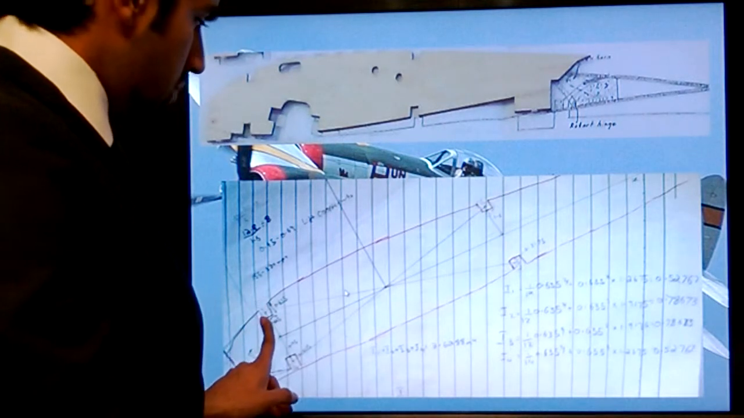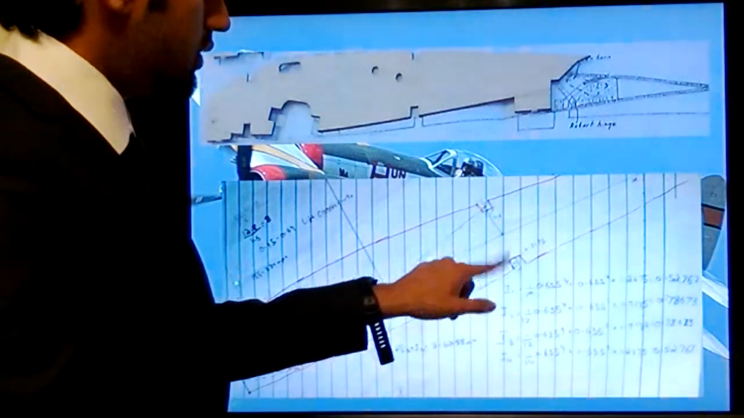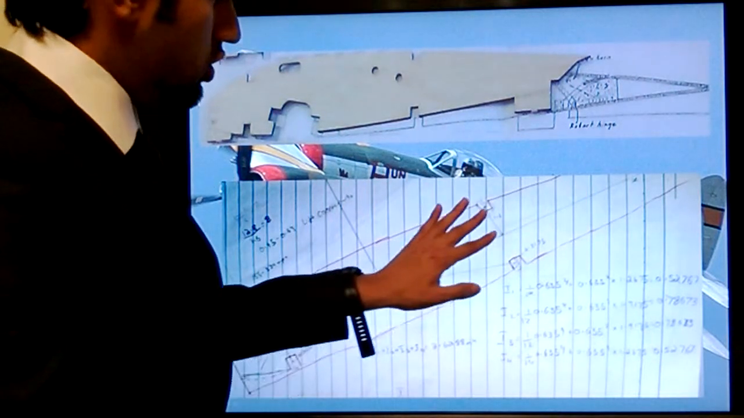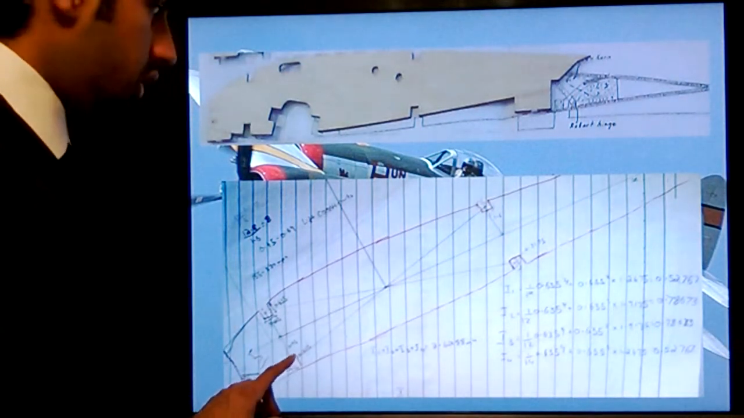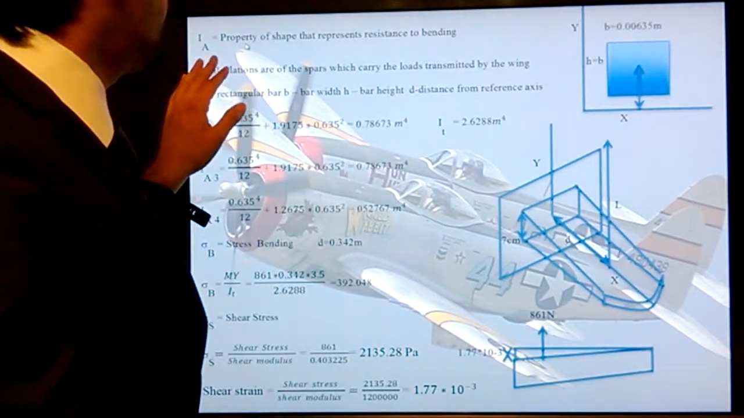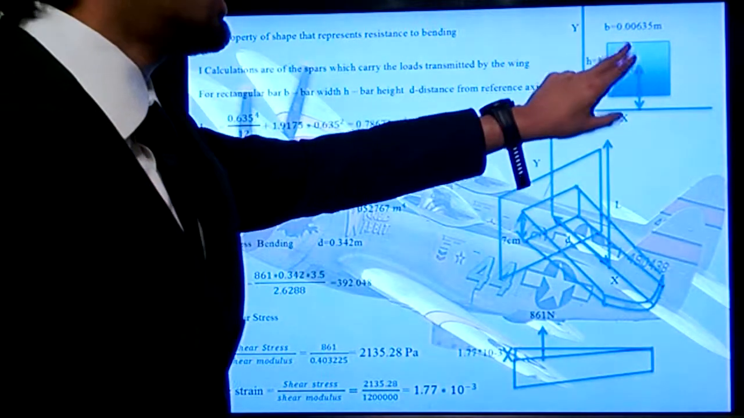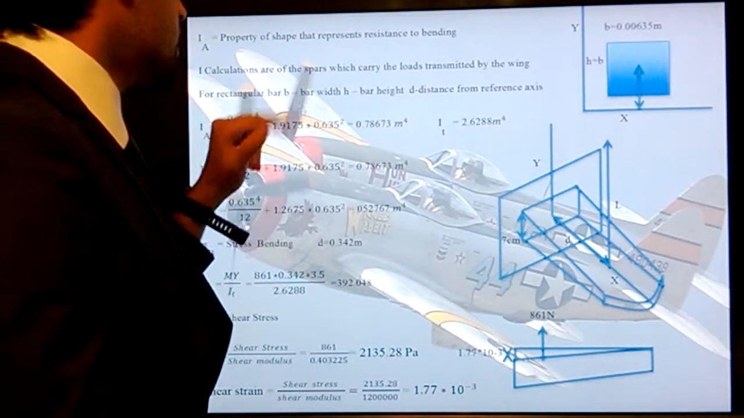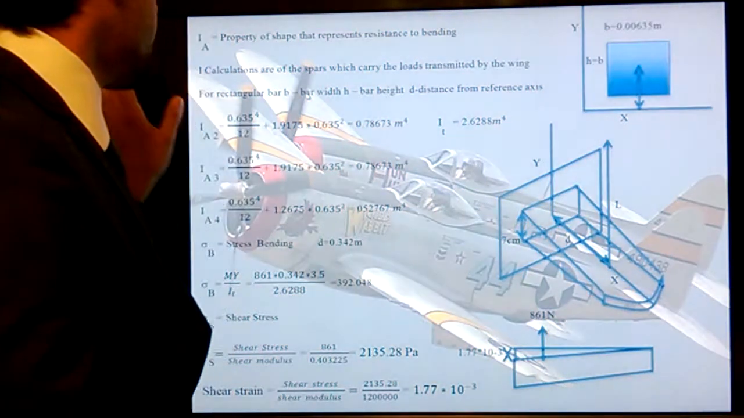And the second moment of area is calculated from, if this is the central axis and this is the y-axis, the parallel axis theorem, to calculate the second moment of area of these spars so that the loads, the bending moments, can be calculated. So I, which is now being calculated for these spars, represents the resistance to bending. I calculations represent the carriage of the load transmitted by the wing.